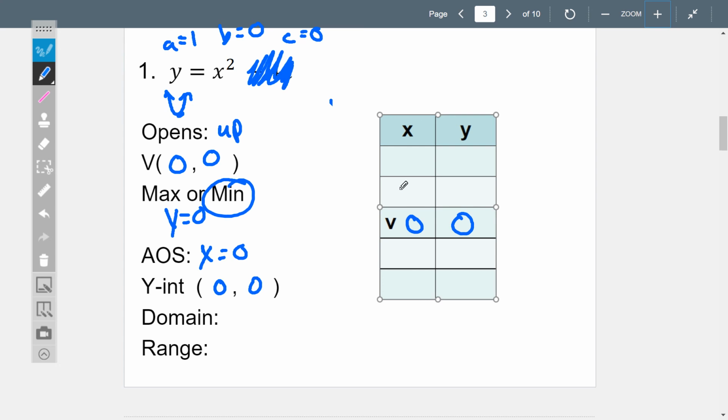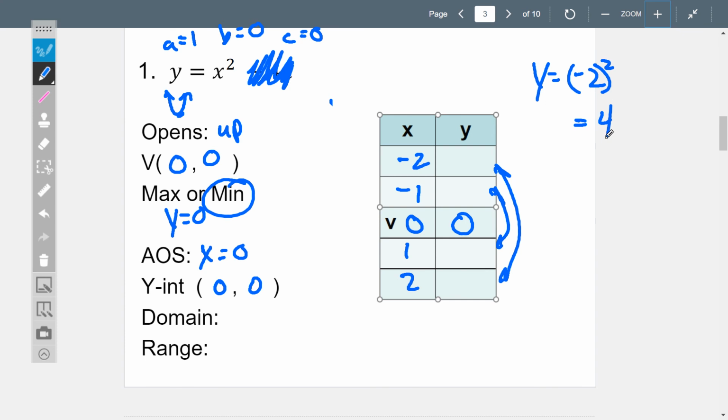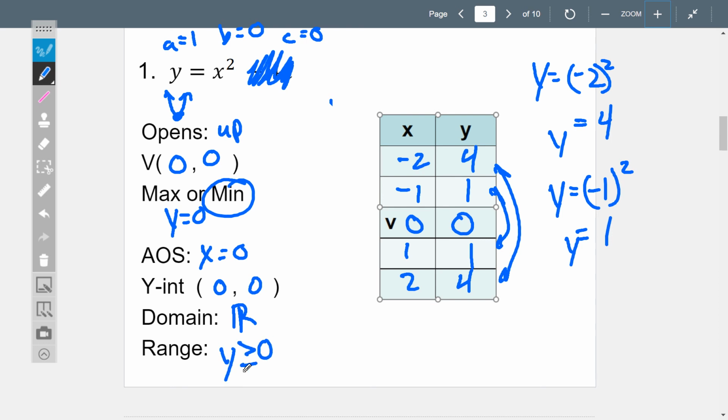And if we fill out the table, remember these two are the same, and so are these two. So first we would plug in negative 2, so negative 2 squared, which is 4. So this is 4 and this is 4. And plug in negative 1, so negative 1 squared, which is 1. So this is 1 and this is 1. Okay, now the domain of this is all real numbers. And the range would be, since it's opening up and the vertex is at the bottom, a minimum, then it would be everything greater than or equal to 0.